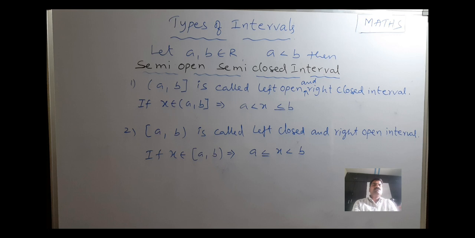If x belongs to closed a comma b open, since at a it is closed, we need to include a but not b. That's why I mention here x less than b, whereas a less than or equals to, since a must be included. So finally, a less than or equals to x less than b. So these two are considered as semi-open, semi-closed, maybe left open right closed, or left closed and right open intervals.